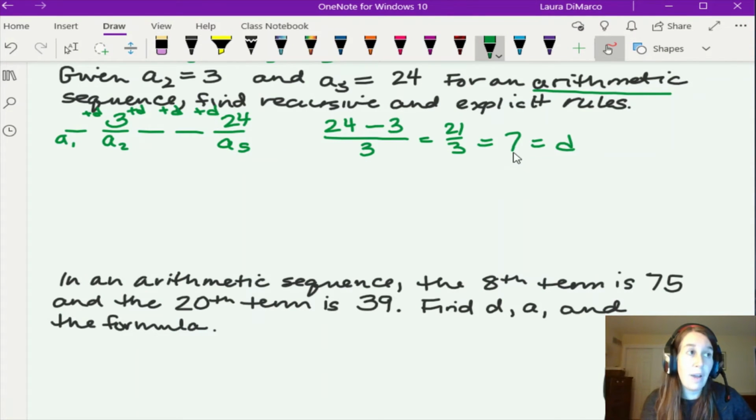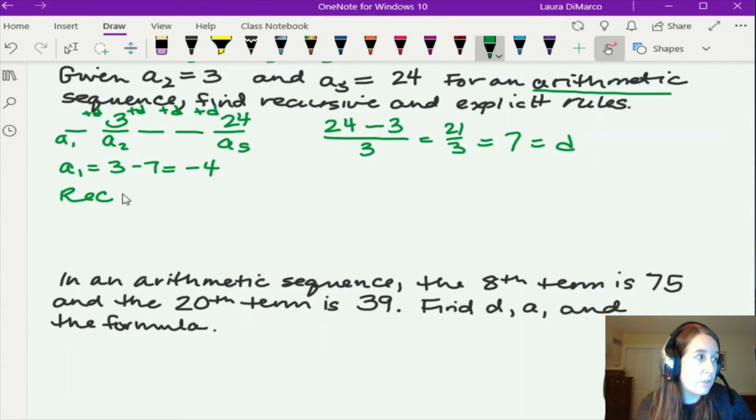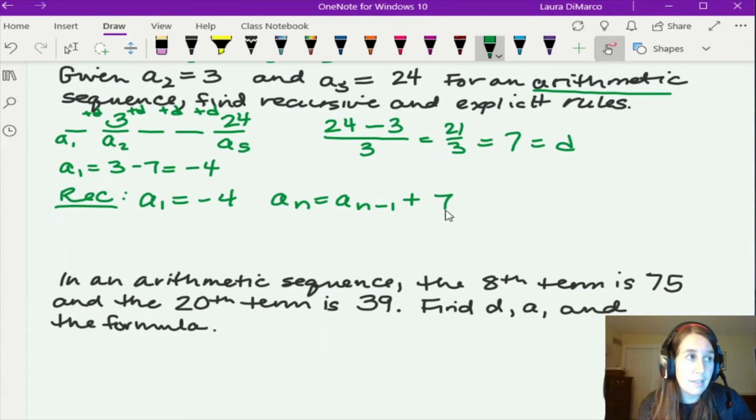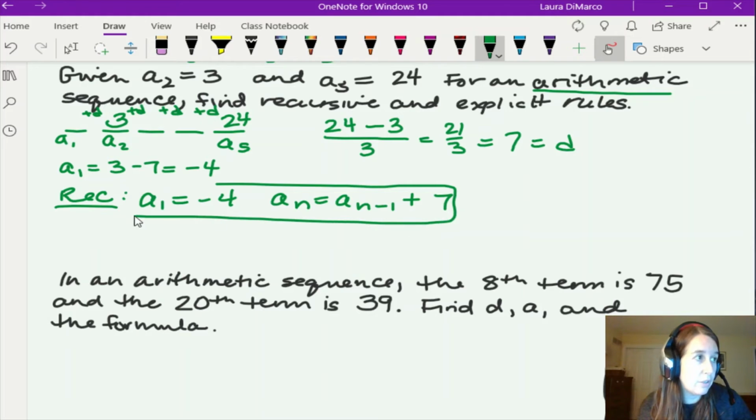Okay, so now we know d is 7, and then we can easily find the first term, because if the second term is 3, we just need to subtract 7. So I'm thinking a sub 1 is 3 minus 7, which is negative 4. Okay, so now if we want to write a recursive rule, we would say a sub 1 is equal to negative 4, and a sub n is equal to a sub n minus 1 plus 7. That's our recursive rule.